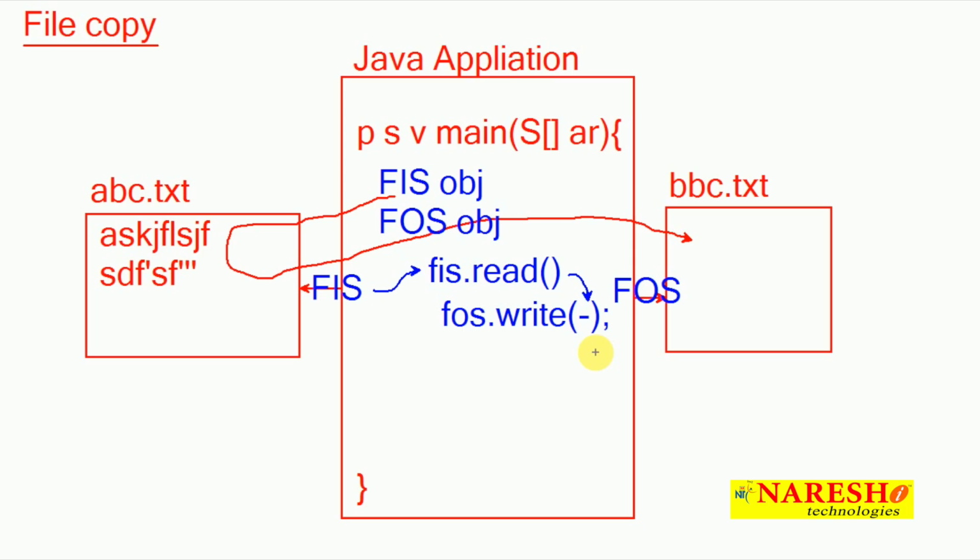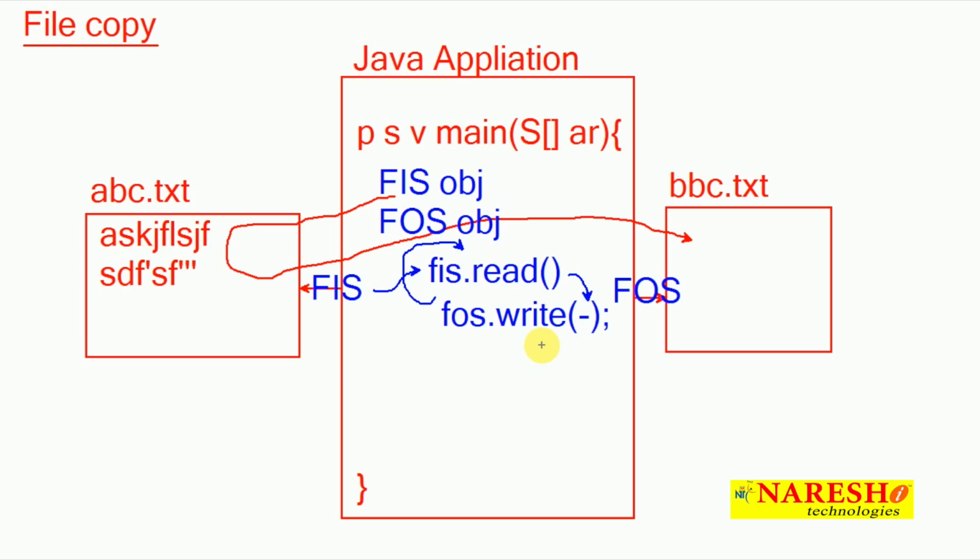But here one point you must observe, how many times I must call read method? As many bytes available in abc.txt, right? That means FIS.read method you must call inside while loop, and inside while loop whatever the read method is returning, that read method return value must pass to write method. So, this is the basic fundamental application about file copy operation.